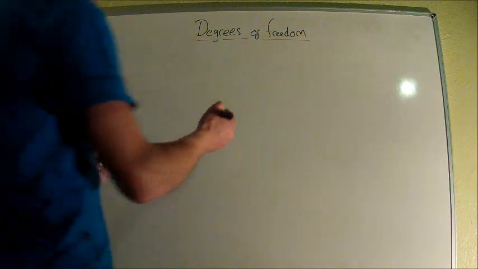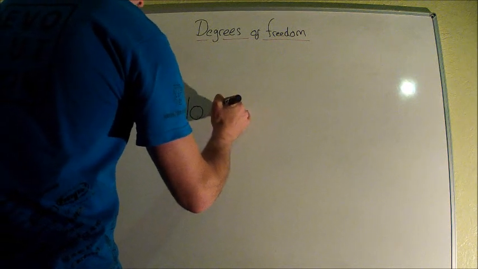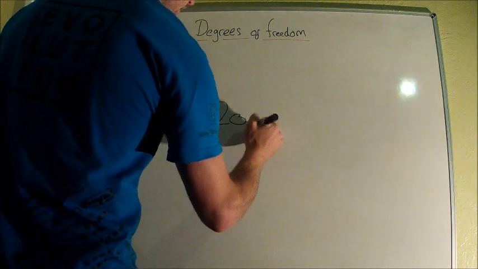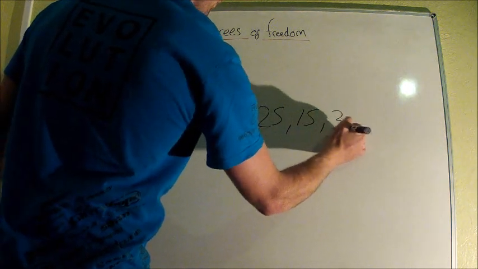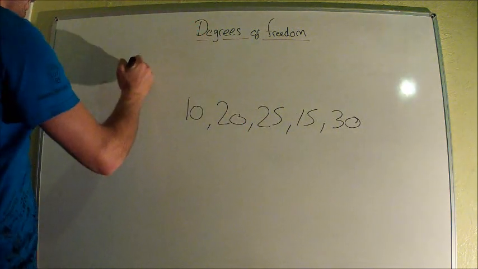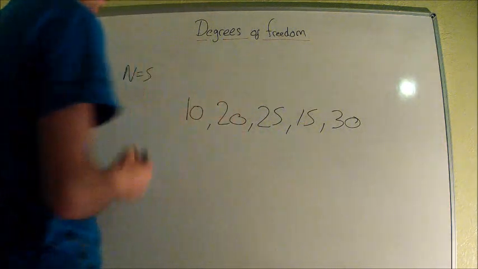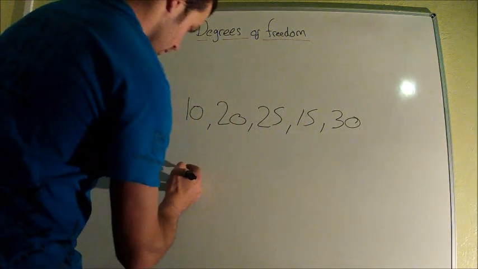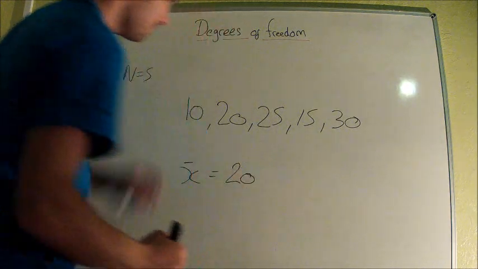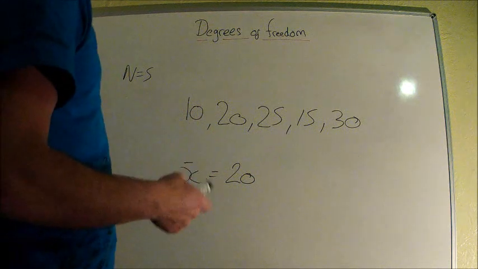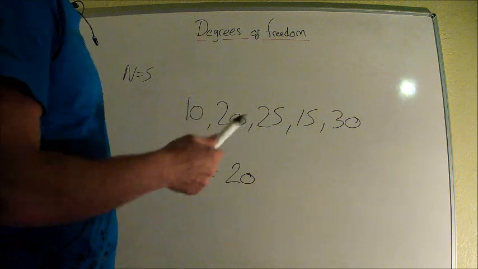So if we took a data set with, for example, 5 numbers in it, so they could be any assortment of numbers. So let's say 10, 20, 25, 15, and 30. So there's 5 numbers, and n equals 5. Add those numbers up, divide them by 5, and that will give you your mean value, which in this case would be 20. So degrees of freedom dictates how many of these values are free to change, okay?